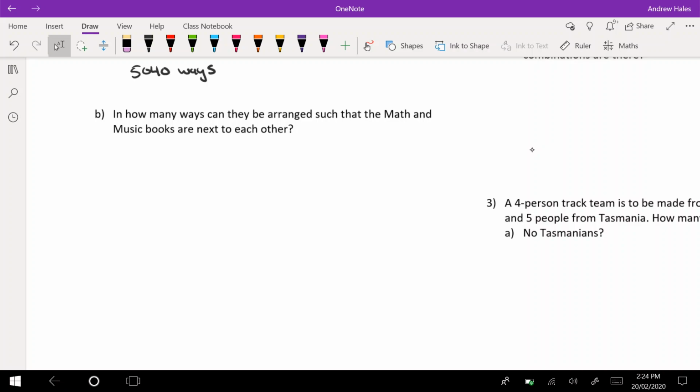In how many ways can they be arranged such that the math and music books are next to each other? Okay. So if we know that the math and music books have to be next to each other, what we do is we treat them like they are one single book. We don't treat them as 2, we treat them as 1. So instead of 7 objects, I now only have 6 that I can arrange. So I've got 6 different spots there that I'm able to put them. So this one here, that is math and music. And now it's just a simple matter of going 6 times 5 times 4 times 3 times 2 times 1. So what's 6 factorial?